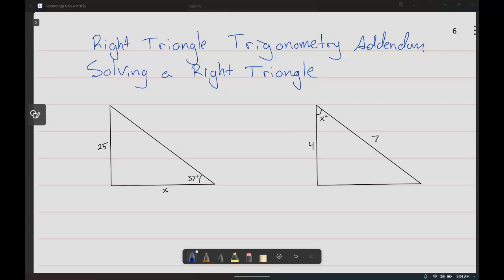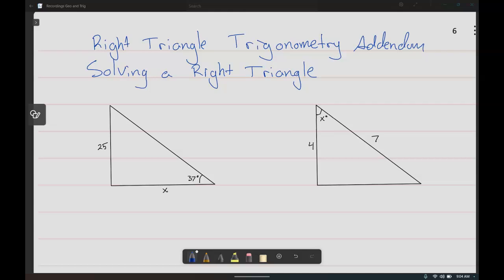And so, as always, if we recognize that we have a special right triangle, we'll want to try and use those proportions and those relationships in order to evaluate. But if we end up with a triangle that is not one of our specials, then we have to use our calculator in order to evaluate for the missing side or the missing angle using our trigonometric functions. And we're going to go through a couple examples here.